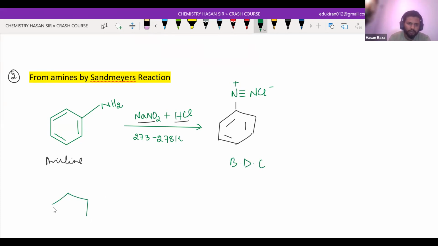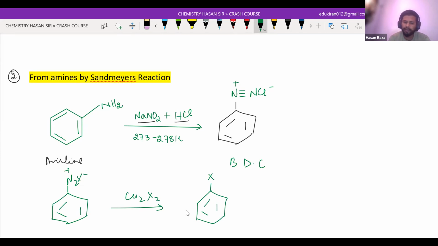After getting benzene diazonium chloride, what do you need to do? It's very simple. You take N2+ X minus and pass it to Cu2X2, and you will be getting X here, and N2 will be released. So this is how we prepare haloarene from amine. And this reaction is Sandmeyer's reaction. Please do write it.